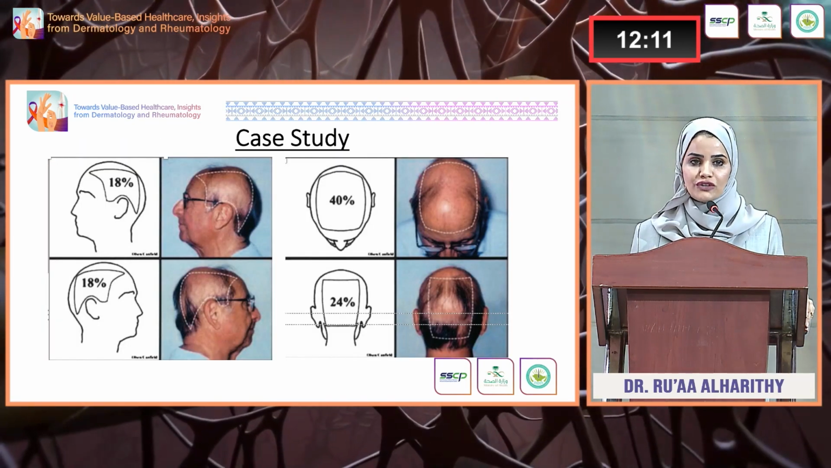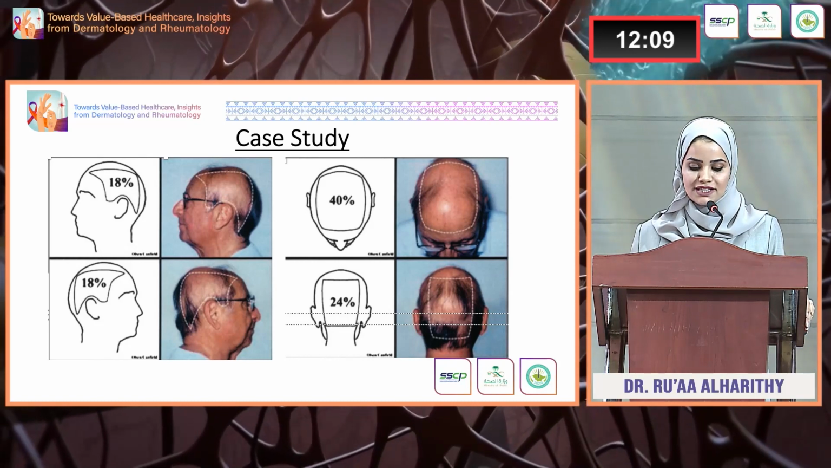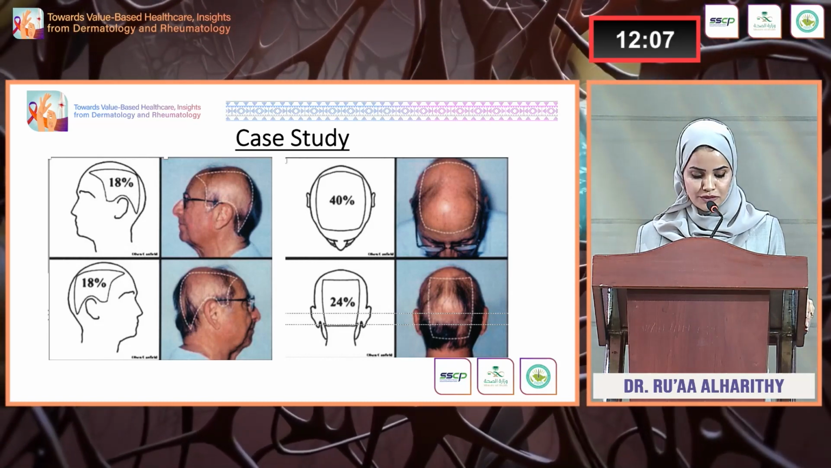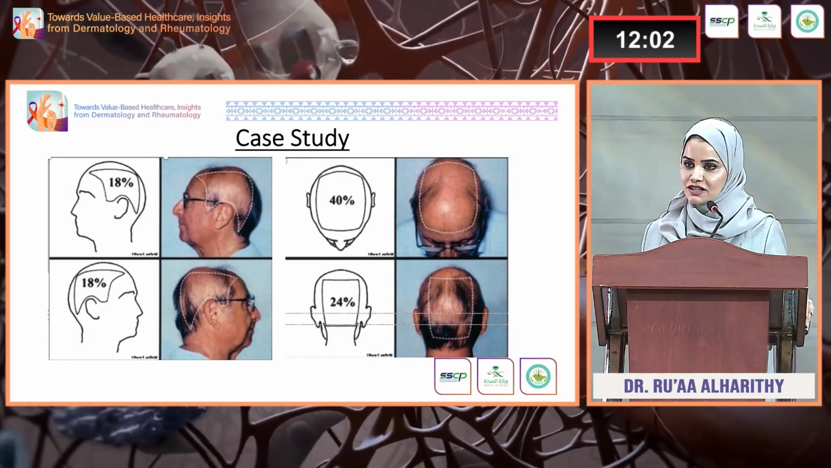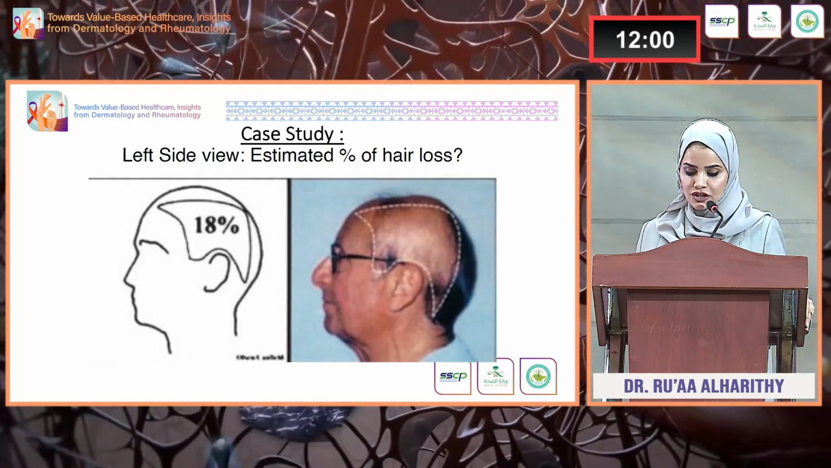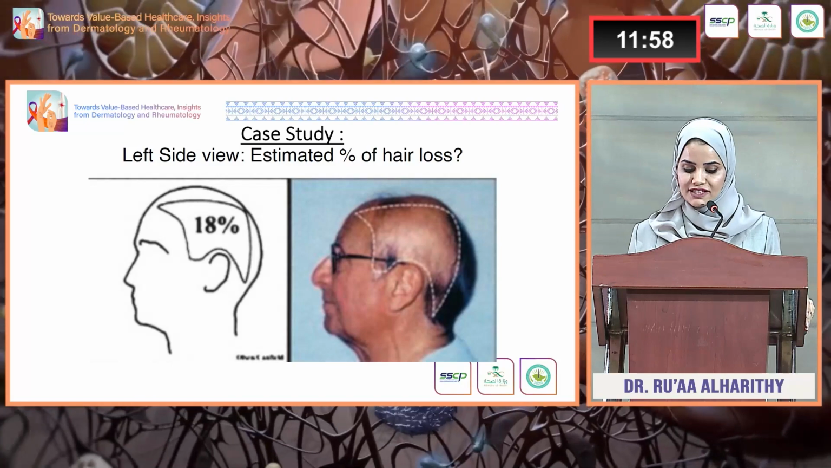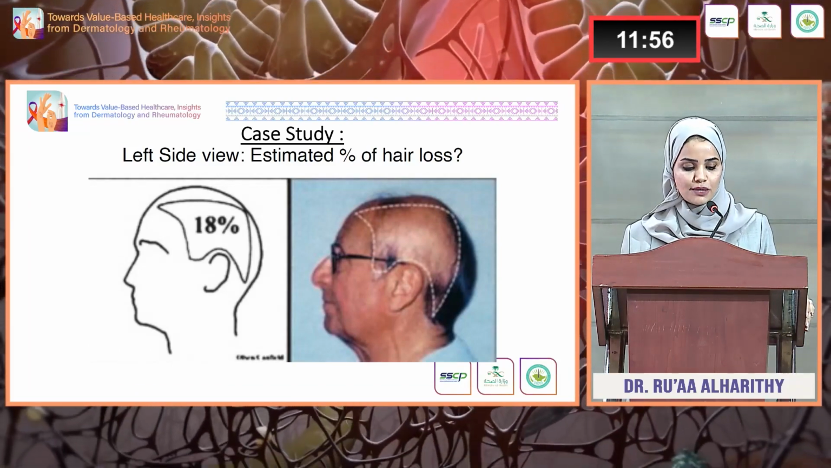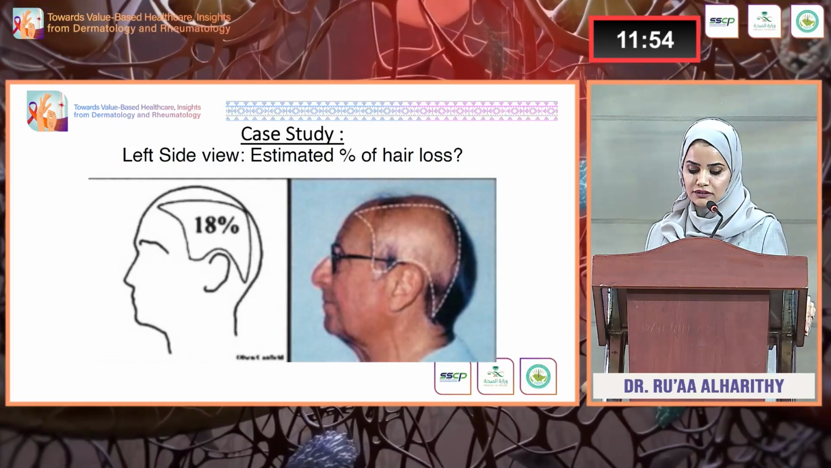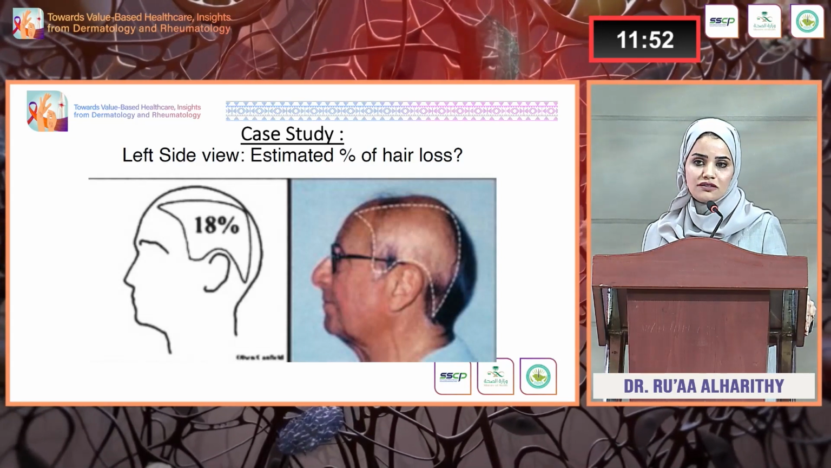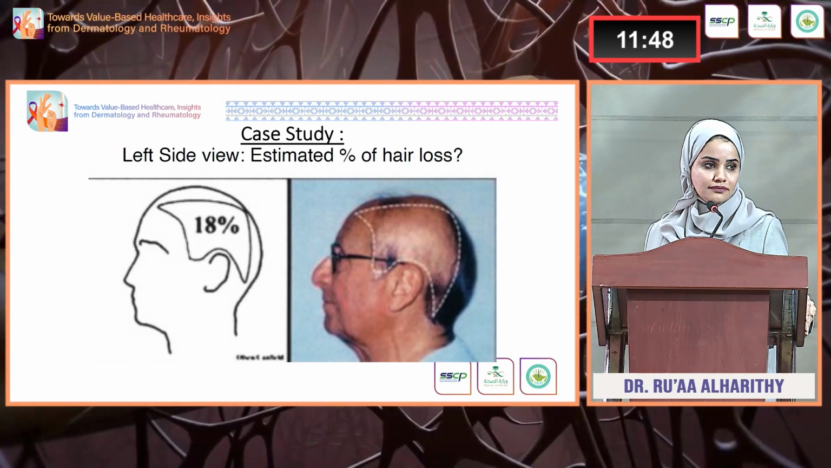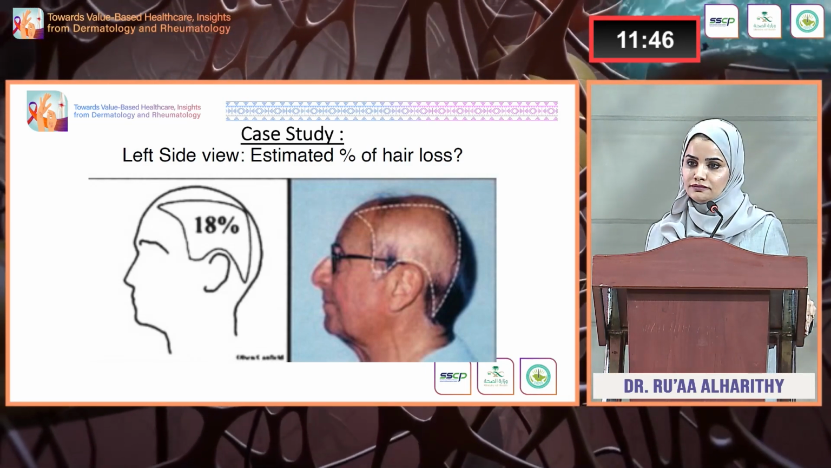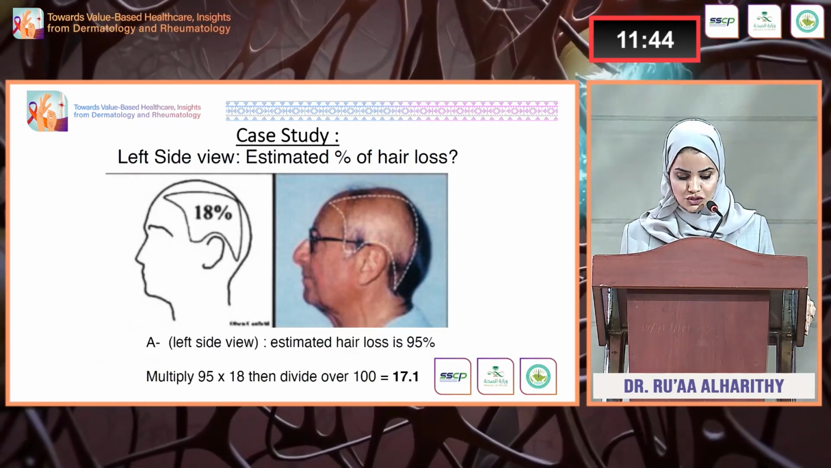So let's go over a case study. We'll take this step by step. And this is a case from the presented paper in 2004 of a gentleman who has a severe alopecia areata. So if we look into the left side, what would you estimate the percentage of hair loss? 90, 95%? 95%. So let's see that.